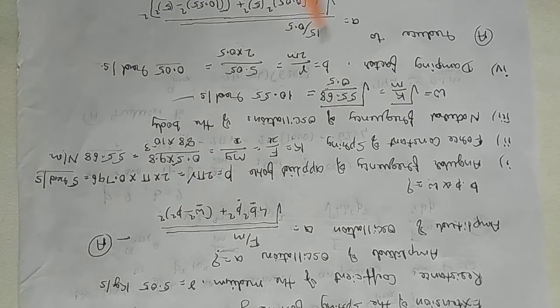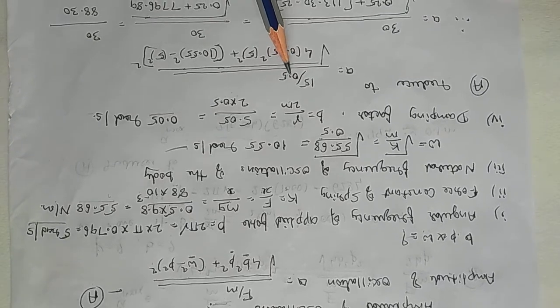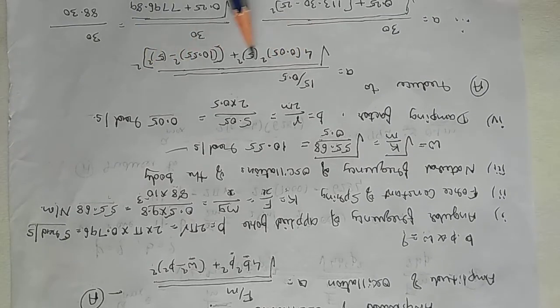Now this equation reduces to A is equal to F by M. F is 15 divided by mass 0.5, into the square root of 4 b square p square, where b is 0.05 and p is 5, plus omega square minus p square whole square, where omega is 10.55, so omega square minus p square is 10.55 square minus 5 square, whole square.